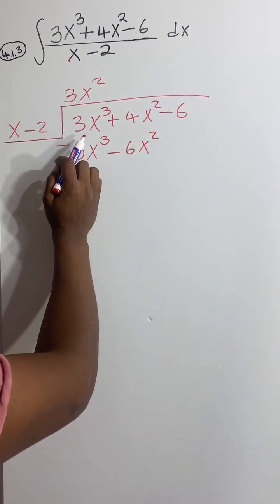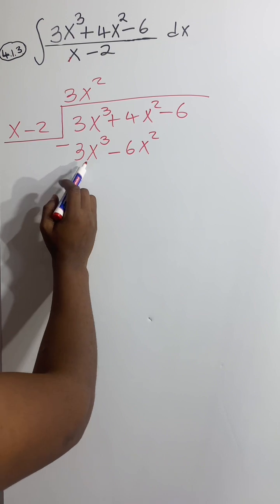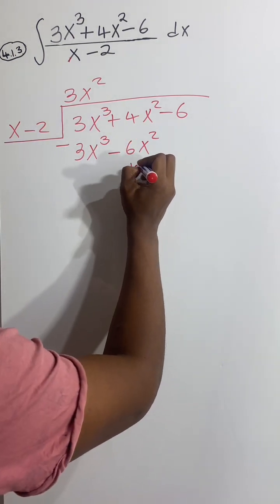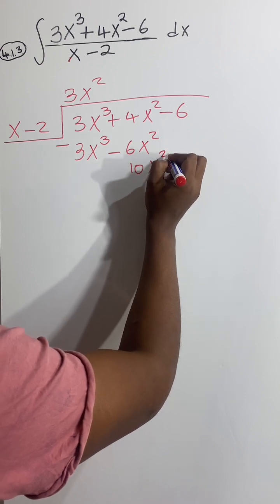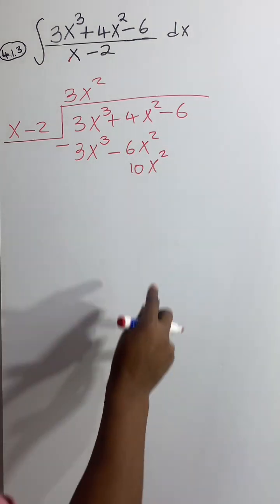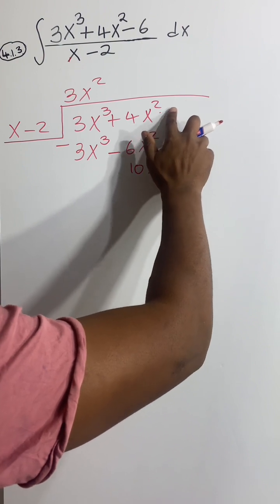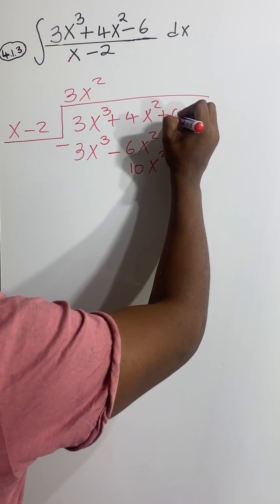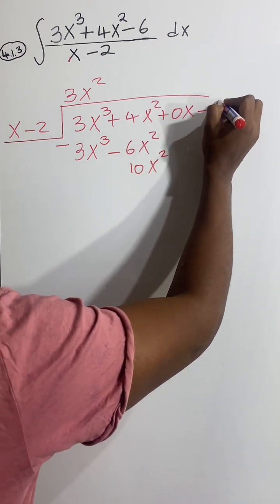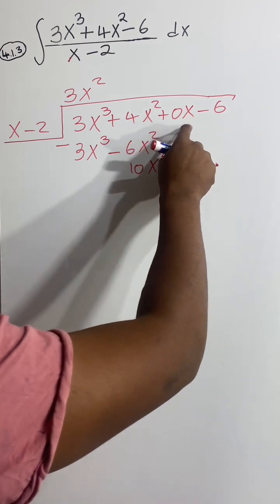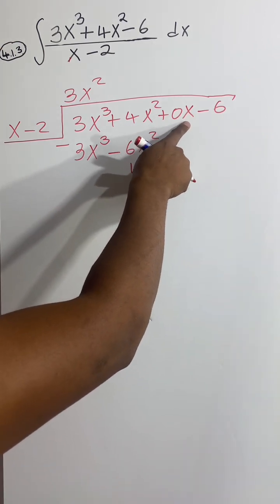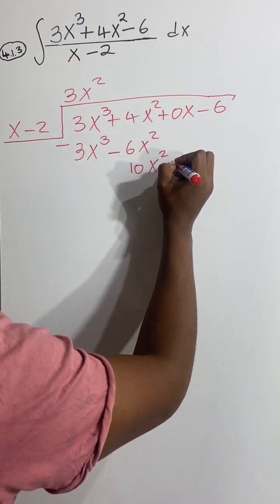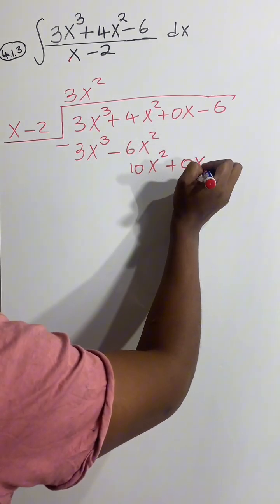We subtract: 3x cubed minus 3x cubed is equal to 0. 4x squared minus negative 6x squared is equal to 10x squared. Unfortunately, we didn't write this in our standard form, so we're supposed to have 0x minus 6. Since we don't have anything which links to x, we'll have 0 as the coefficient of x, and we take down that 0x.